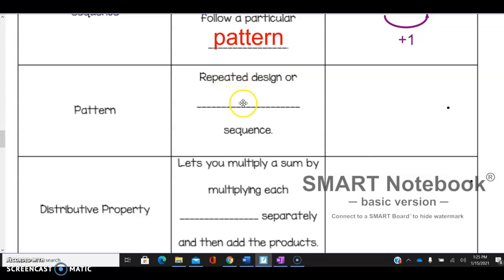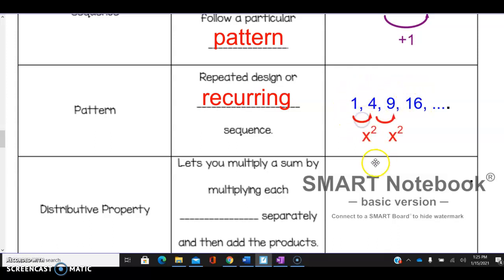A pattern is a repeated design or reoccurring sequence. So in this case, to get from 1 to 4 to 9 to 16, we have some number and we're squaring it.